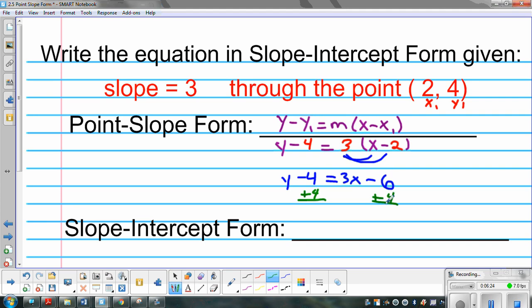Notice my plus 4 is underneath its like term over here. Handwriting is essential that you are lining up like terms. Negative 4 plus 4 is 0. All I have left now is my y equals. Nothing to combine with the 3x, so it stays 3x. Negative 6, positive 4. The bigger number is negative, and it is 2 bigger. So the final equation in slope-intercept form is y equals 3x minus 2.